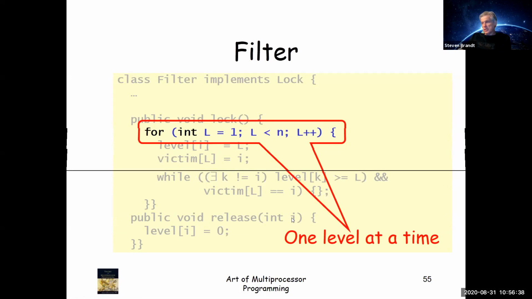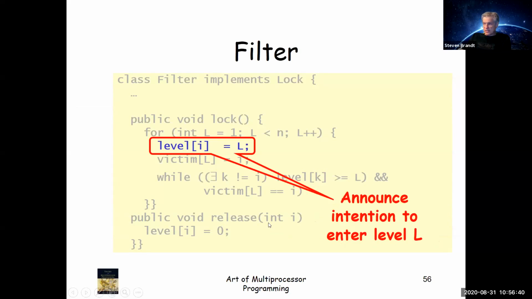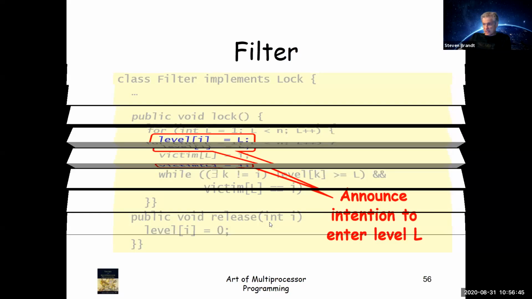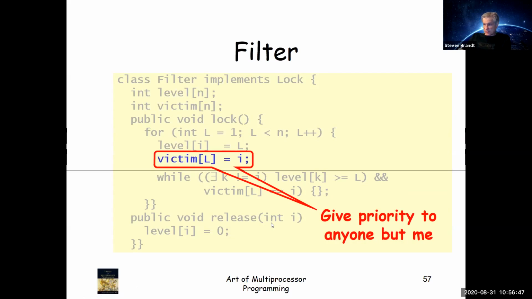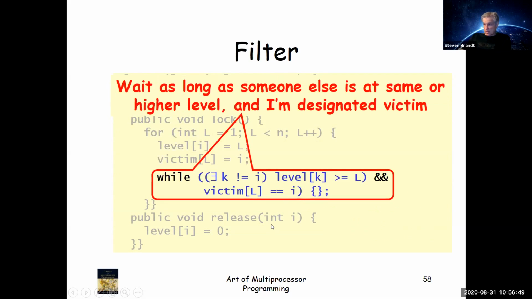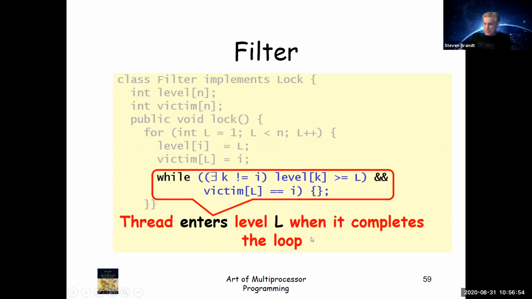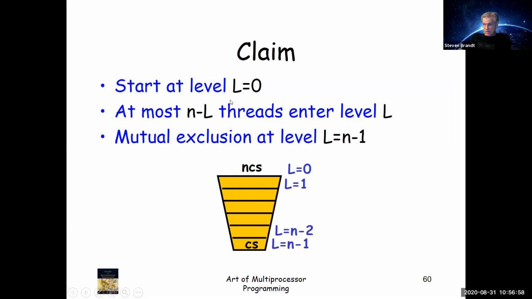So we're going to go one level at a time, announce our intention to enter the level, and then give priority to anyone but ourselves, and then we do this existence loop. A thread enters level L when it completes the loop. And so we start at level L, and at most n-L threads enter level L, and mutual exclusion is at level L equal n-1. So if you make it all the way through, you get there.